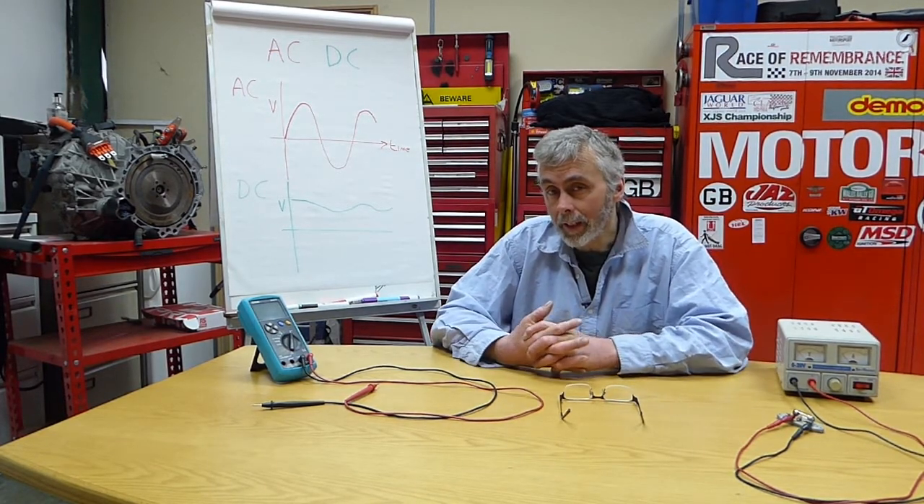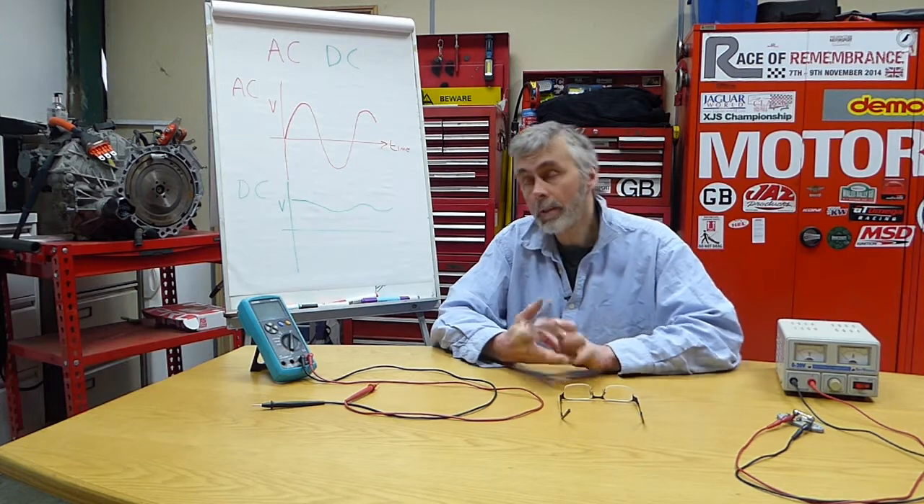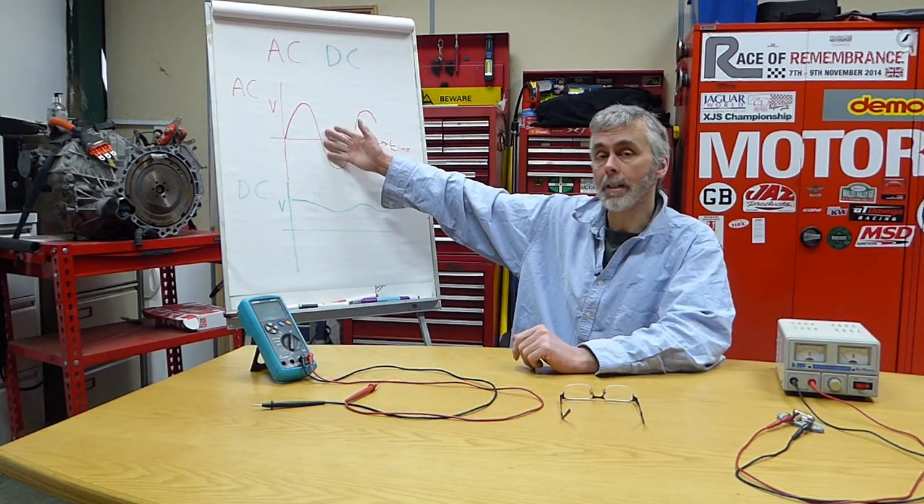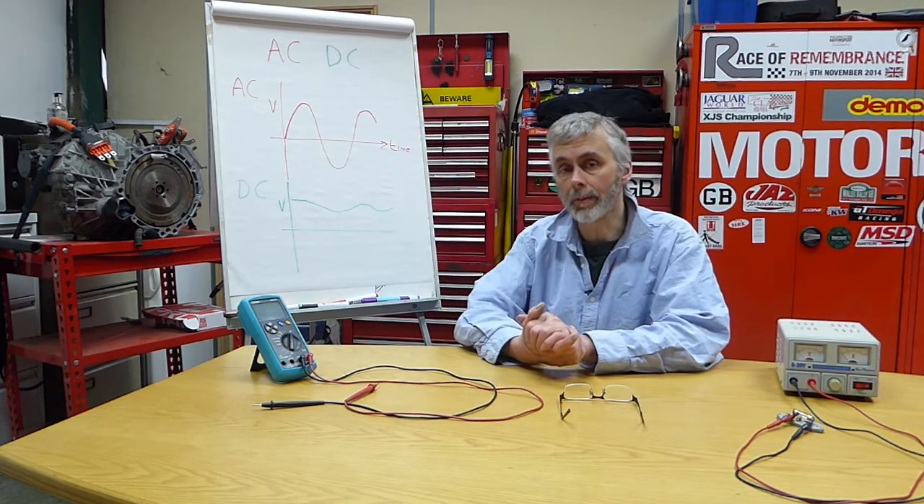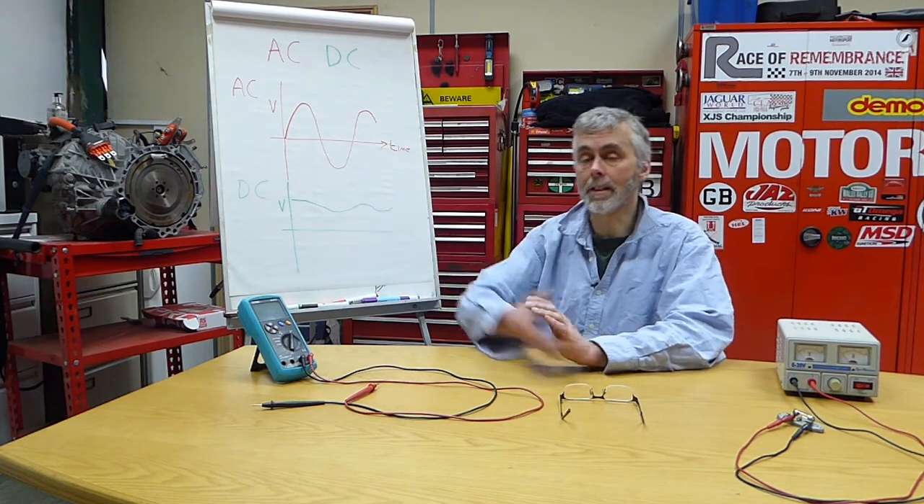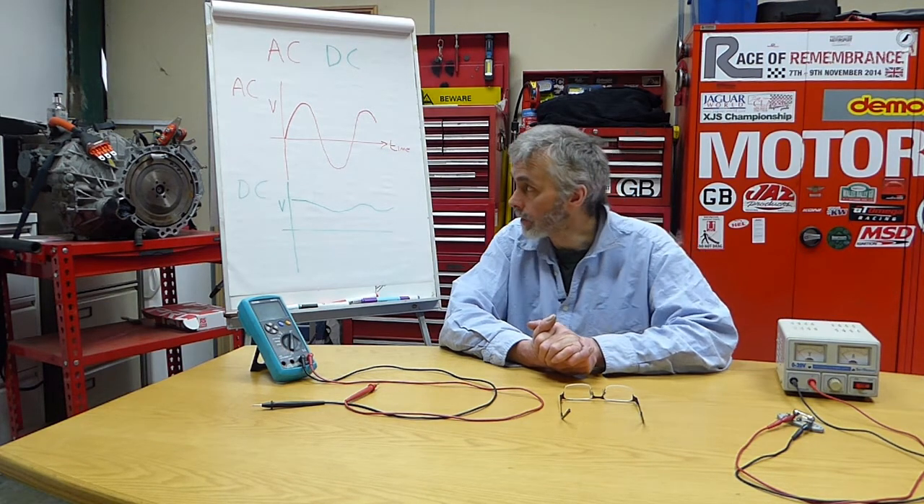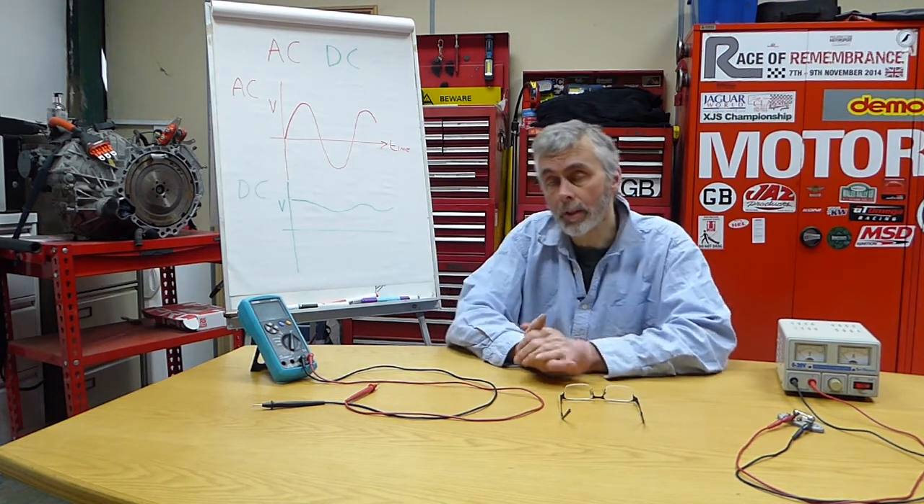Even on a non-electric vehicle, we've still got a bit of AC in the car. Oh yes, because if you've got an alternator, the alternator produces AC. And there's a circuit on the back of it which then converts that into DC to run the rest of the vehicle. So there's a bit of both in your car, no matter whether it's an electric car or not.